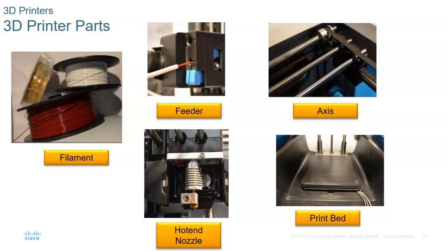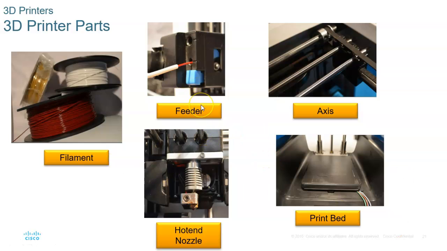There are different types of plastics. I think in your curriculum they talked about ABS, PLA, PVA, and then you've got filaments that are made of nylon, metal, wood. You just need to check the 3D printer manual to see what type of filament is going to be required for your particular device.